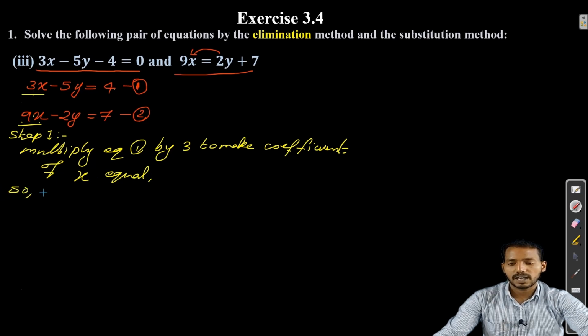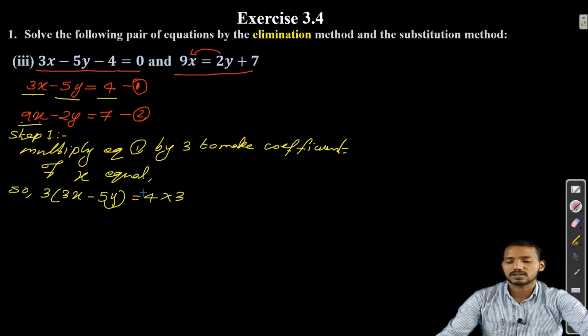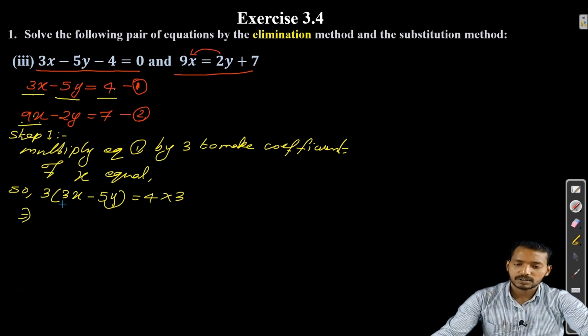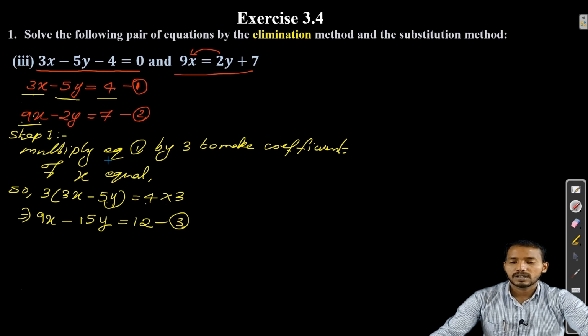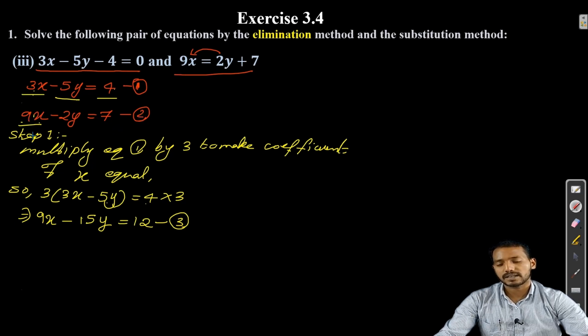So we will be having 3 into 3x minus 5y is equal to 4 into 3. While we multiply, both LHS as well as RHS should be multiplied. That implies 3 into 3x equals 9x, minus 3 into 5 is minus 15y, which is equal to 4 into 3, that is 12. Equation number 3. Now in equations 2 and 3, the coefficients of x are equal. So we will proceed with step 2.